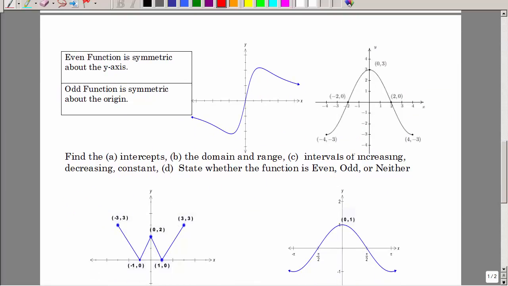Now let's look at some symmetry. You have an even function if it's symmetric about the y-axis, and you have an odd function if it's symmetric about the origin. This would be an even function because here's our y-axis. It acts as a mirror, so this side is the same as that side. This would be an odd function because here's the origin. So try to imagine if you could fold your paper vertically and then horizontally. This would match up with that.